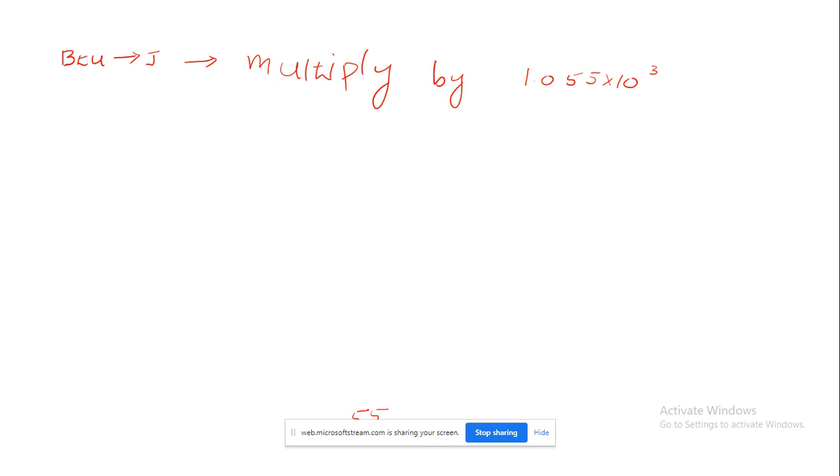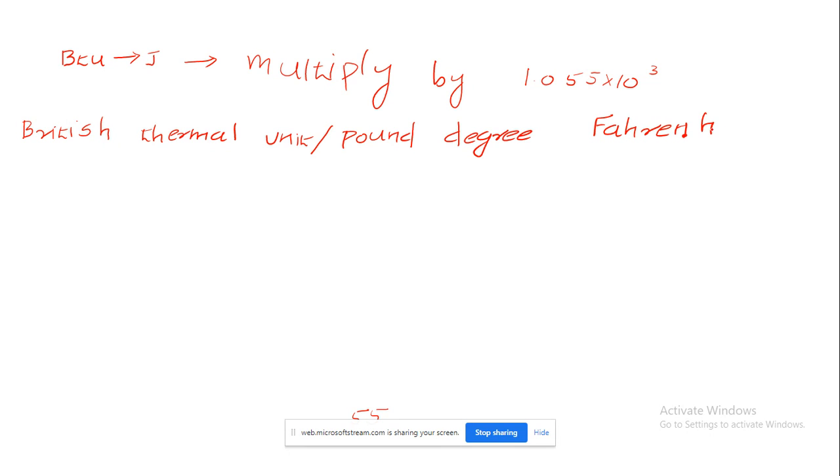Now you have something called British thermal unit per pound degree Fahrenheit. What is that? That is a unit for heat capacity.